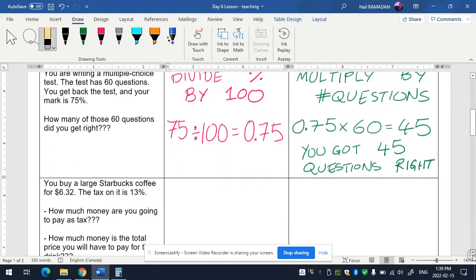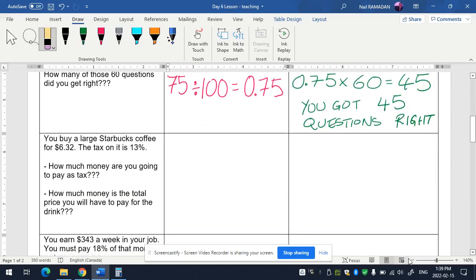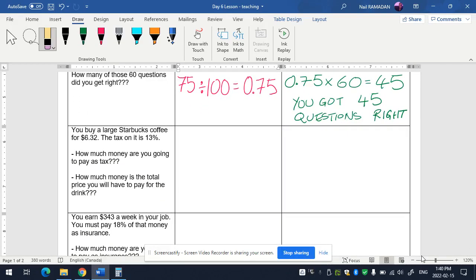Okay, let's do one more. You buy a large Starbucks coffee for $6.32. The tax on it is 13%. Everyone, you do know that the price you see on the menu is always the before tax price. You still have to factor in the tax. And the tax has been for, I guess, about 15 years, always 13%. What's the name of this tax, by the way? Does anyone know?